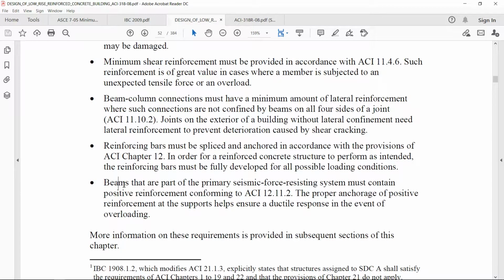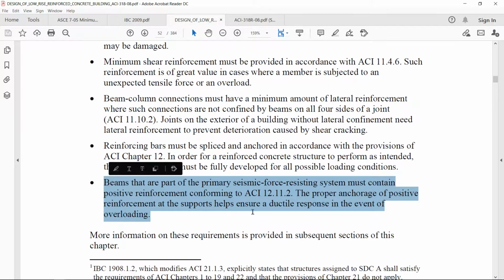Now, beams, as part of the primary seismic force resisting system, must contain positive reinforcement conforming to ACI 12.11.2. The proper anchorage of positive reinforcement at the support helps ensure a ductile response in the event of overloading. Another very important provision.